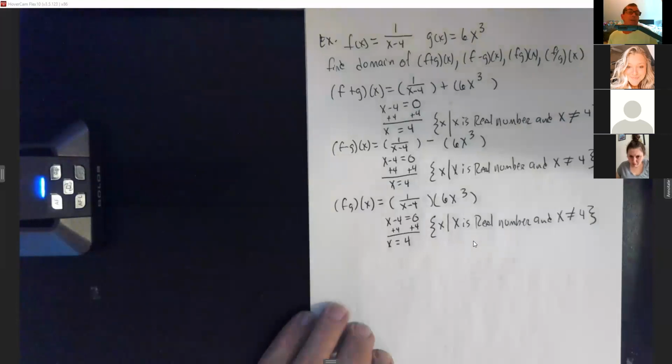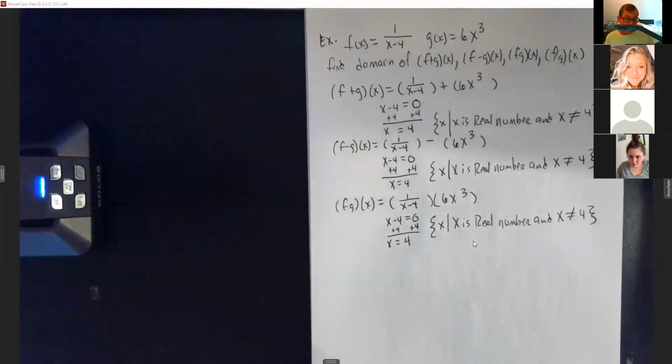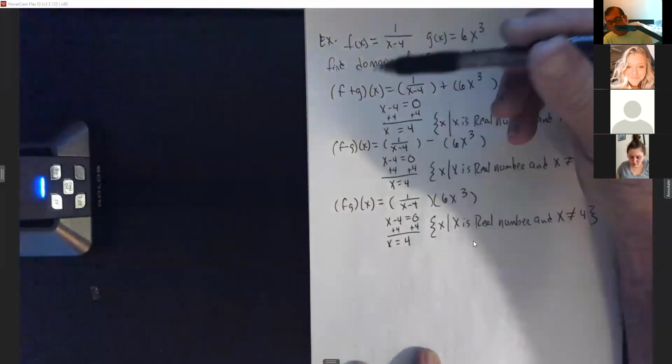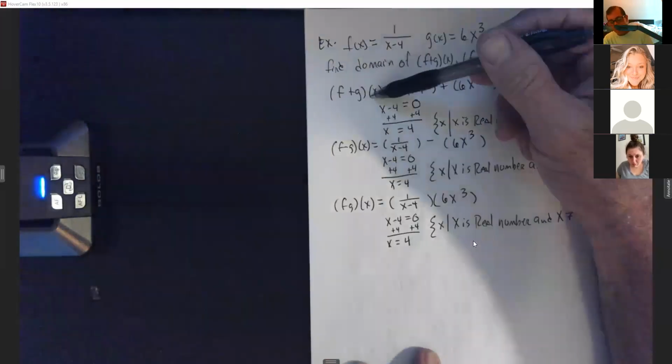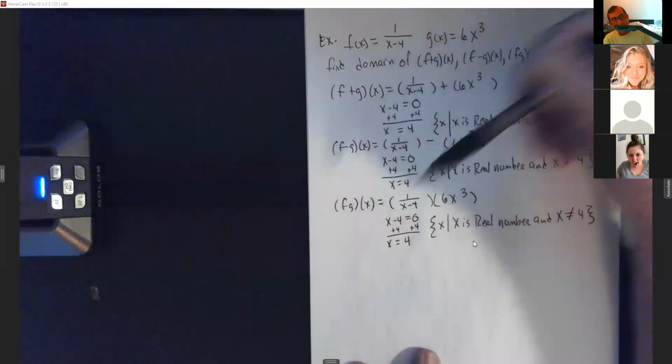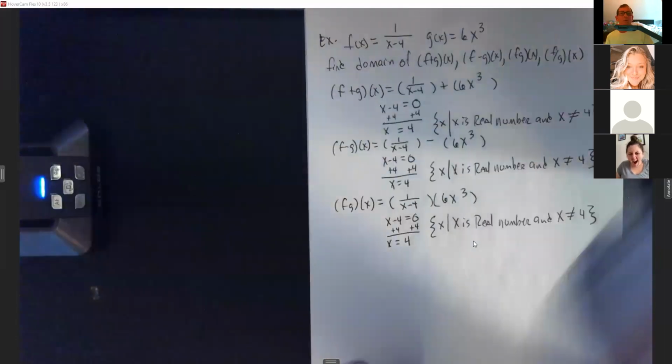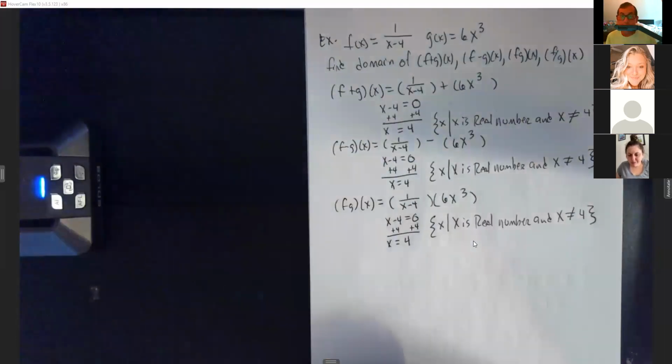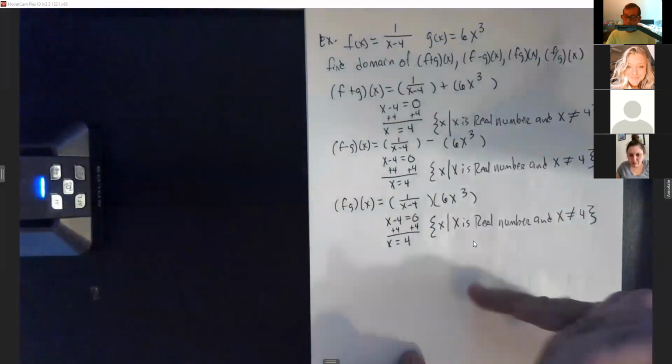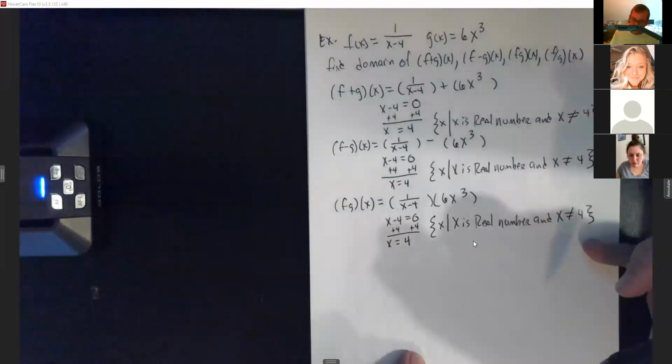So if you've been noticing the last problem I just did and this problem, are we not always getting the same answers for the adding, subtracting, and multiplying on these? A while ago, they all were good for all real numbers. Now those 3 are all good for every number but 4.